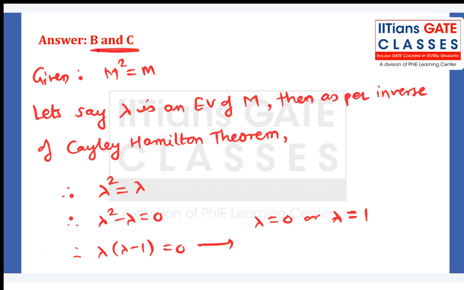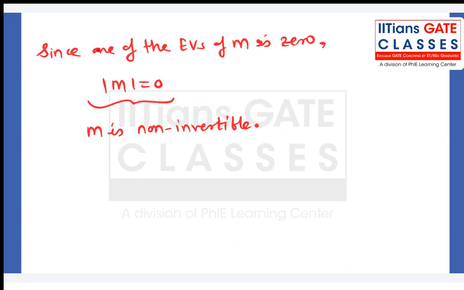So it was an interesting question. Here it was asked with M square equal to M, but many times they will give you some polynomial in a matrix, that is also called a matrix polynomial or matrix function, and then you are supposed to replace that matrix variable by lambda and get the lambda values.